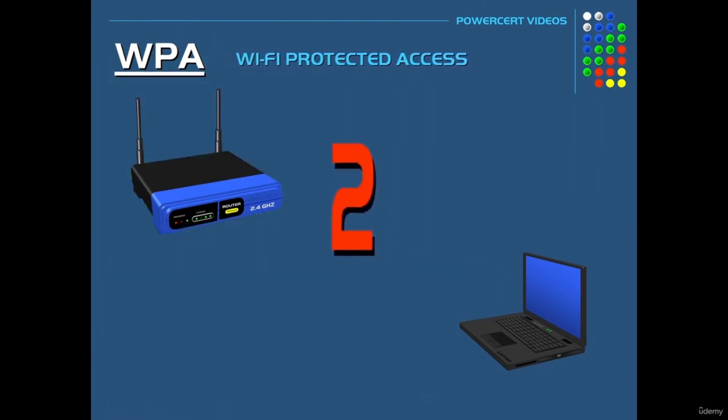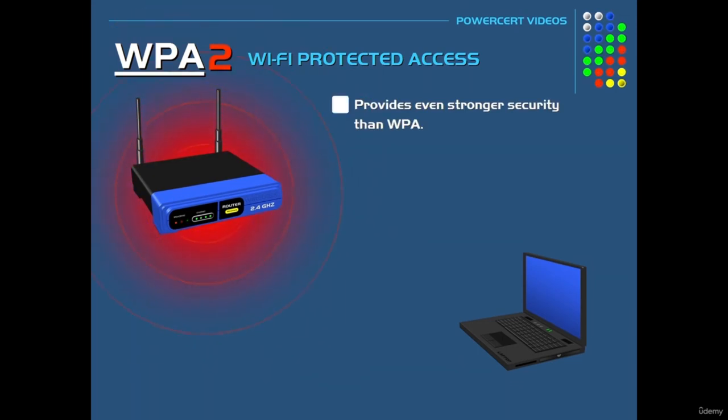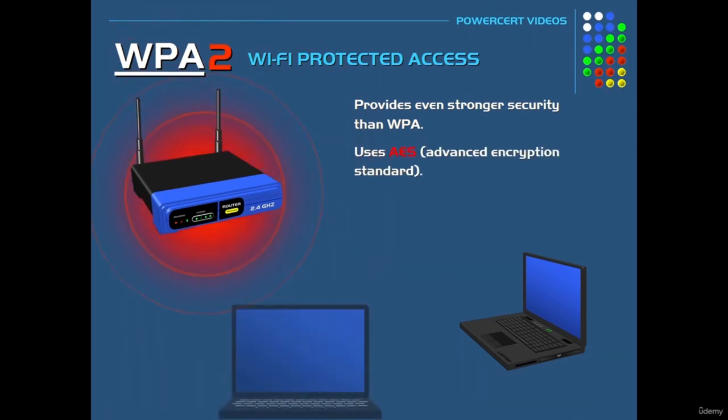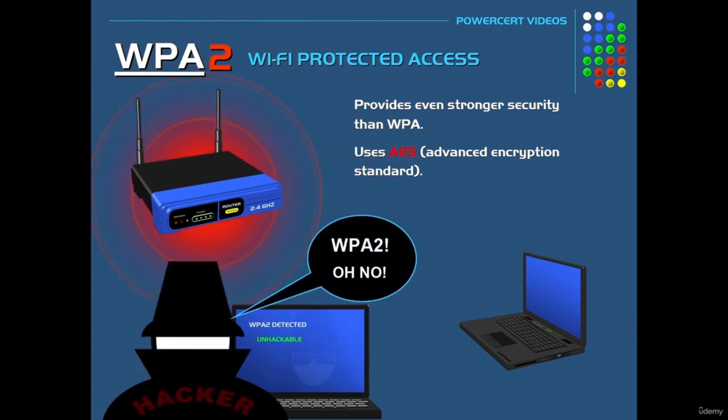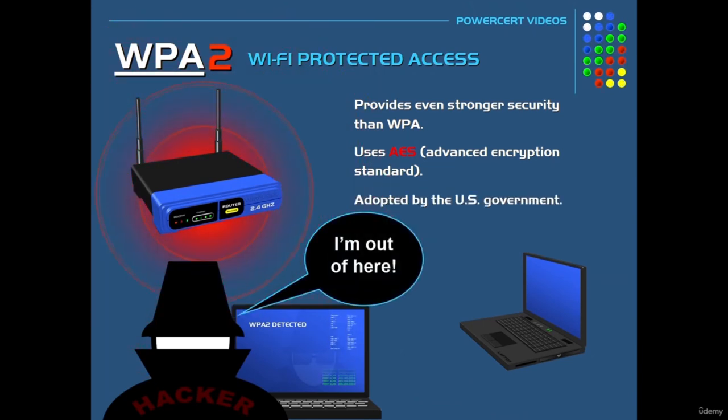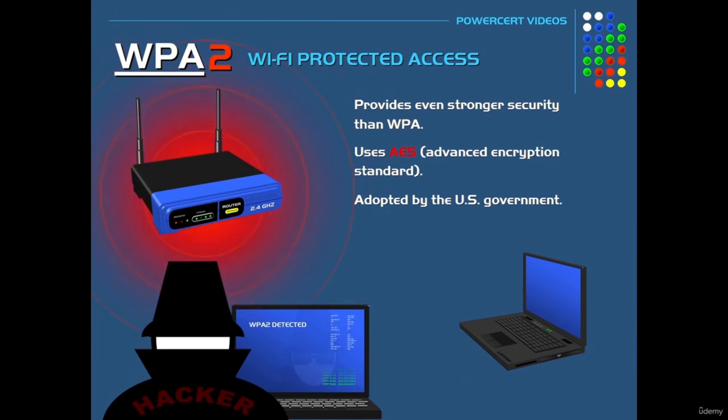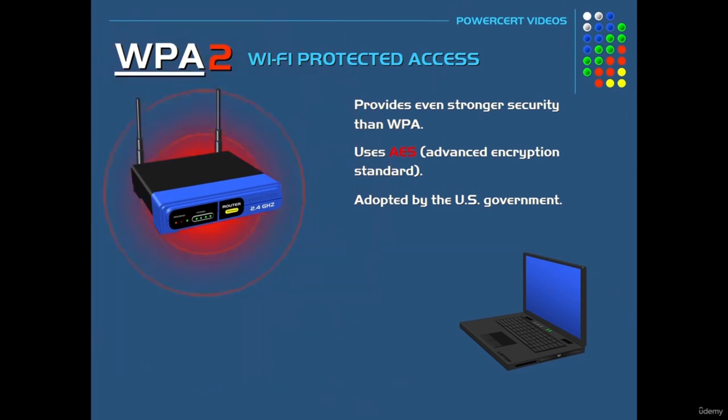And that brings us to WPA2. WPA2 was developed to provide even stronger security than WPA. And it does this by requiring the use of a stronger encryption method. While WPA uses TKIP for encryption, which is known to have some limitations, WPA2 uses AES, which stands for Advanced Encryption Standard. AES uses a symmetric encryption algorithm, which makes it strong enough to resist a brute force attack. In fact, AES is so secure that the U.S. federal government has adopted it and is now using it to encrypt sensitive government data.